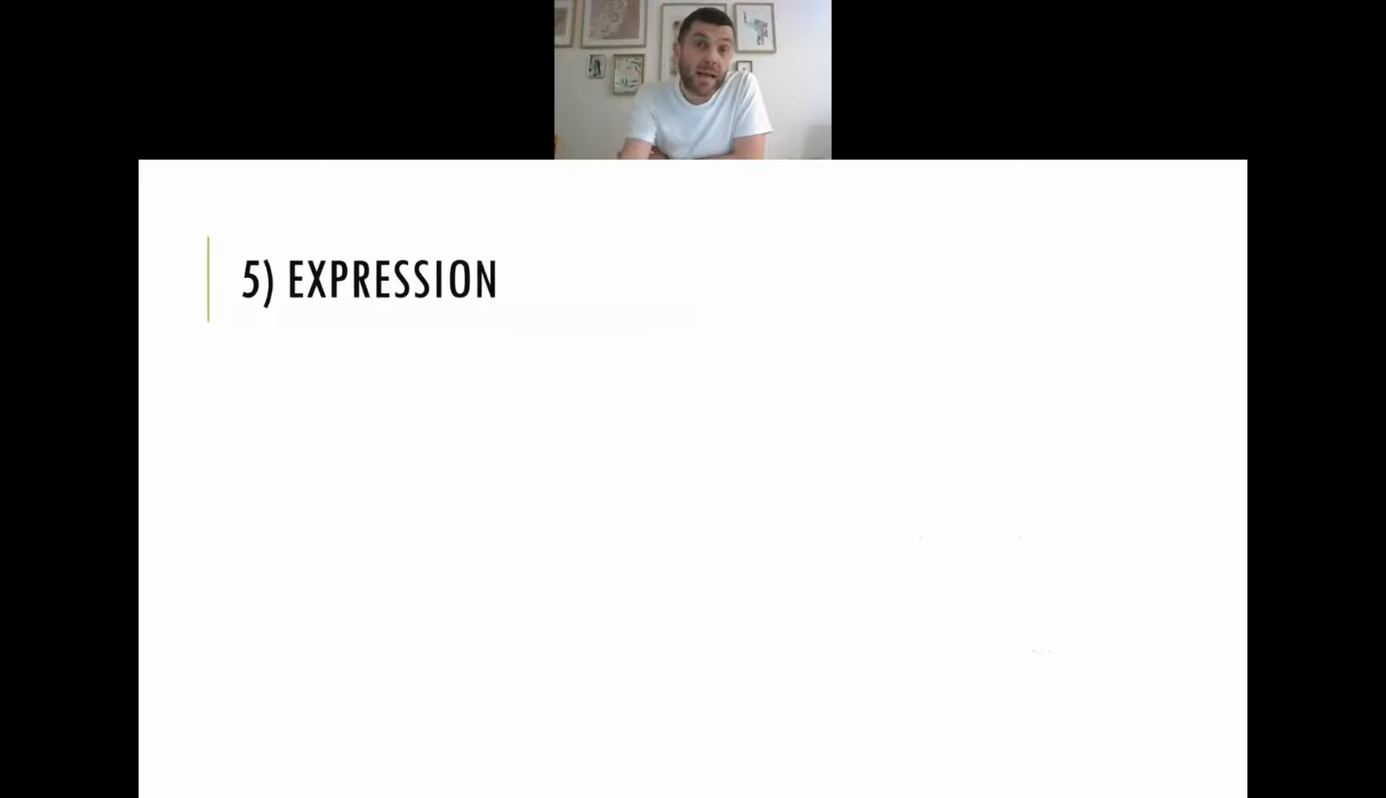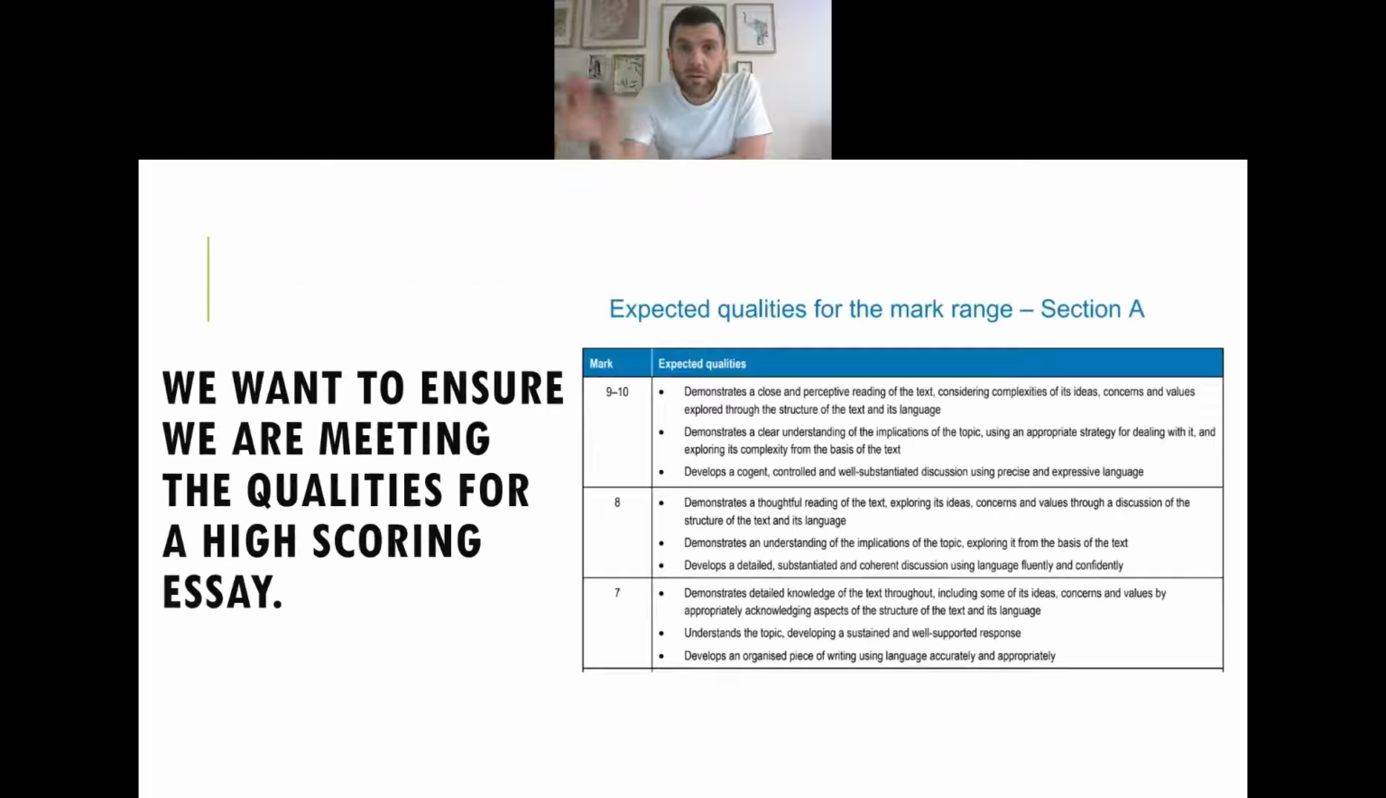And then, of course, last but not least, there's not a video on this, but this is expression, really important. And when we circle back to our expected qualities, expression down the bottom there develops a cogent, controlled, and well-substantiated discussion using precise and expressive language. Obviously, using precise and expressive language is an important component. It's going to enable you to write fluently and to write an impressive piece of writing.